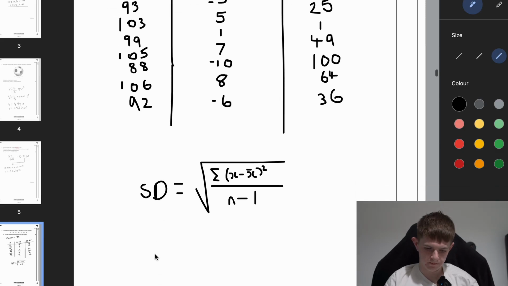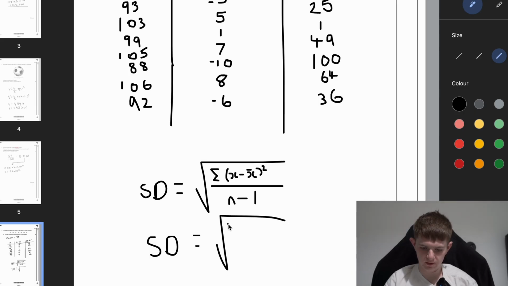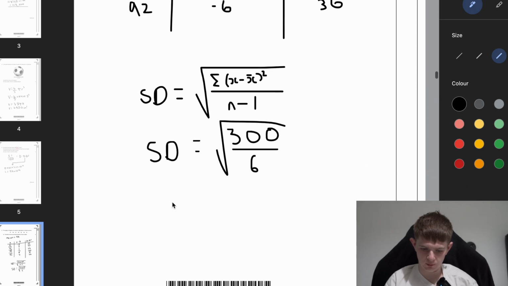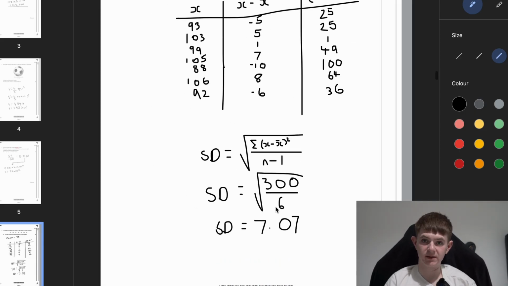So on top I got 300, so the root of 300, and that's divided by 6, and that will get us, if you stick that in your calculator, 7.07. There you go, that is your standard deviation.